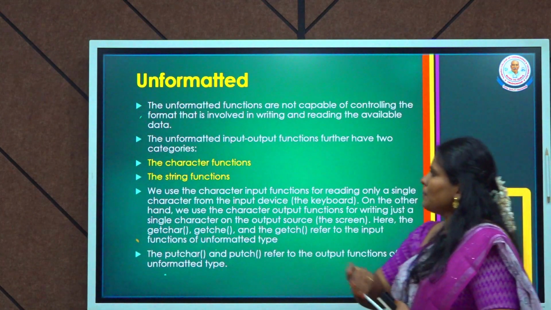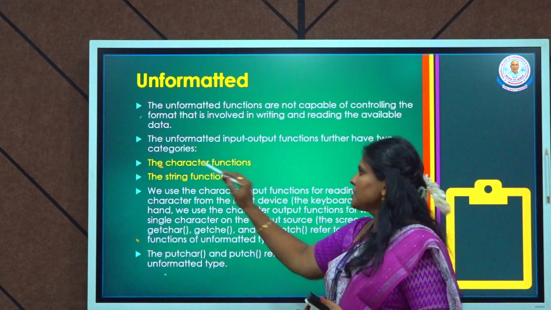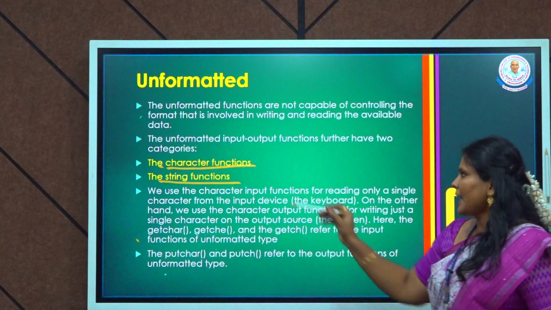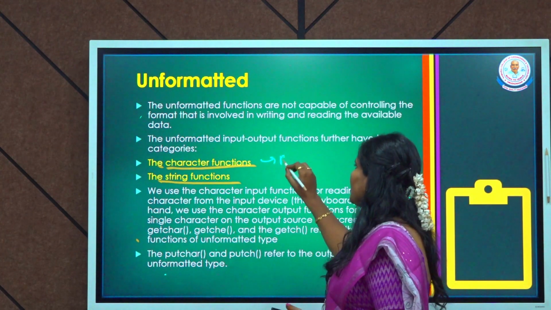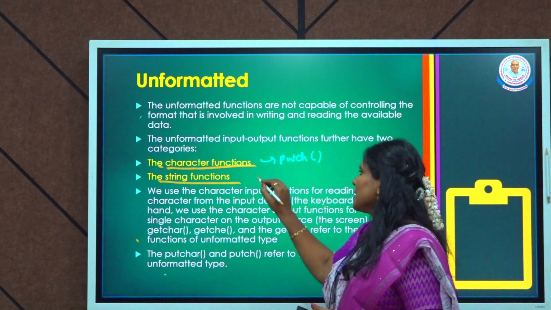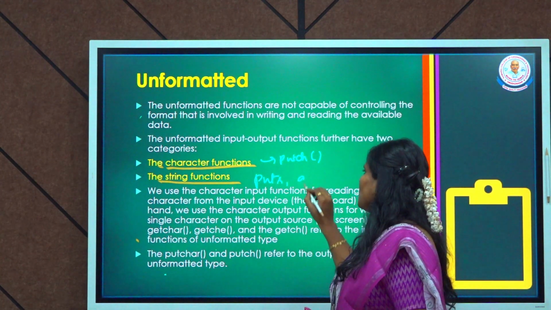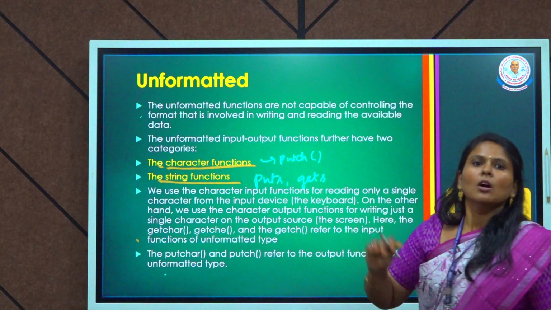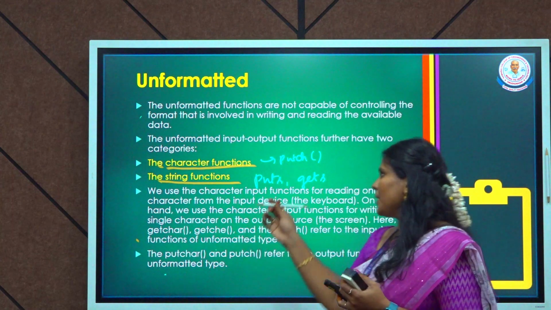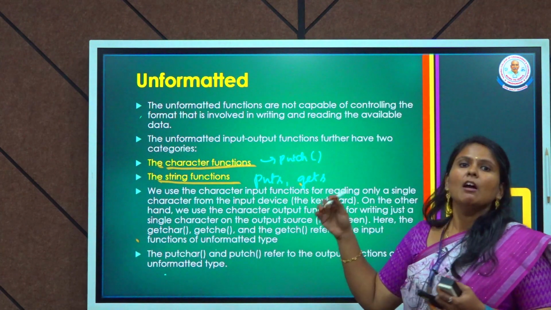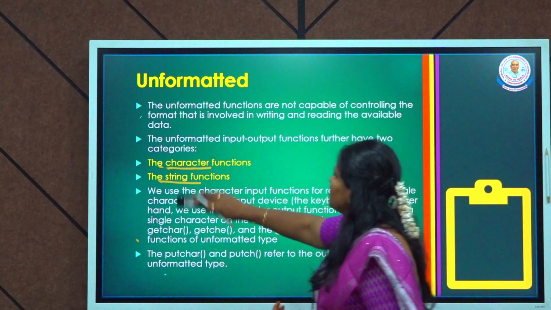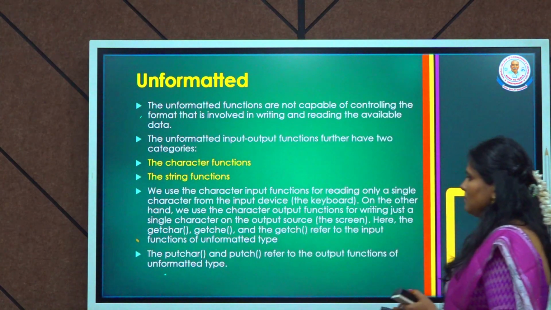So in unformatted functions there are two categories. One is character functions, and another is string functions. The character functions, as I told earlier, get only a single character at a time. The string functions, that is puts and gets, are used to get a string of characters. A string of characters is nothing but a collection of characters at a time. By using the string functions we can get a collection of characters at a time. So these are the two types of unformatted functions available in C.